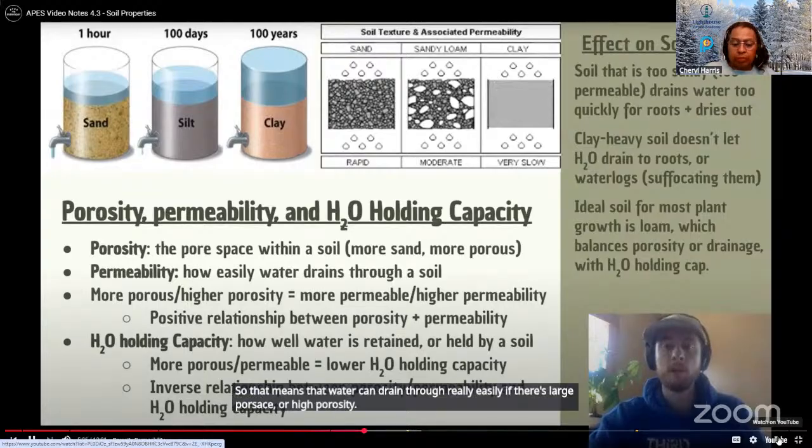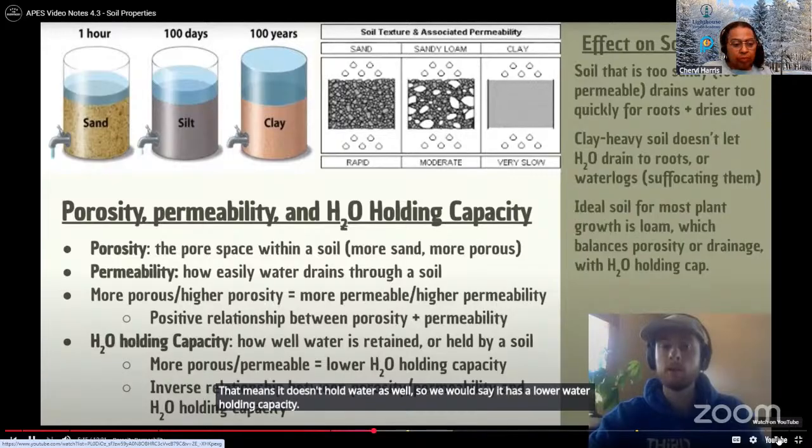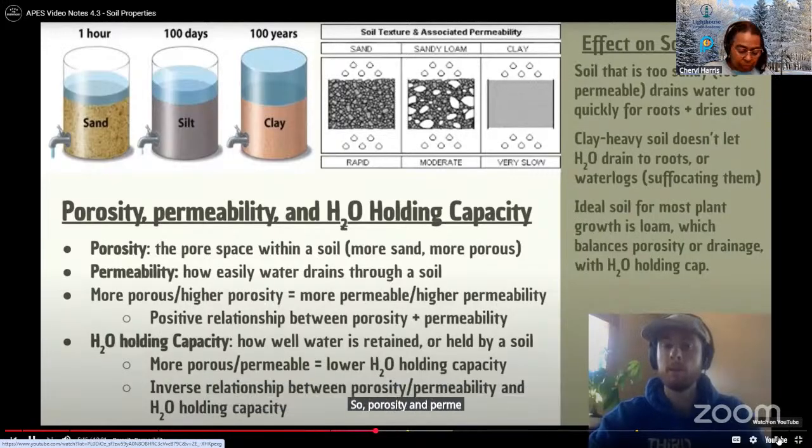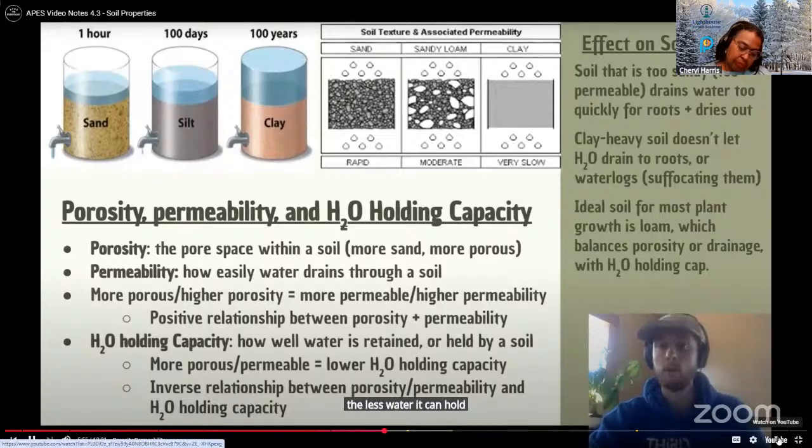On the other hand, if a soil is more permeable, that means it doesn't hold water as well. So we would say it has a lower water holding capacity. So porosity and permeability have an inverse relationship with holding capacity, meaning the more porous or sandier a soil is, the less water it can hold on to.